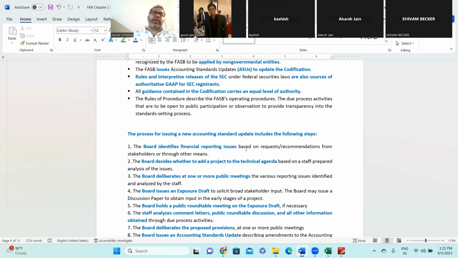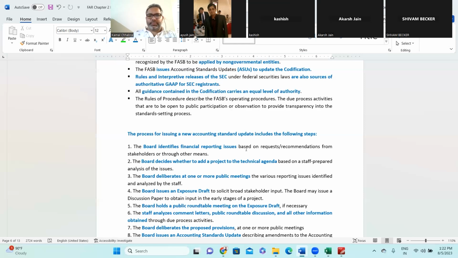So when you need to make a new accounting standard codification, it requires approval of the Congress. Whereas if you have to do some minor updates, that you can do with the approval of FASB. Right? That is called accounting standard update, and it is part of the ASC. Make sense?